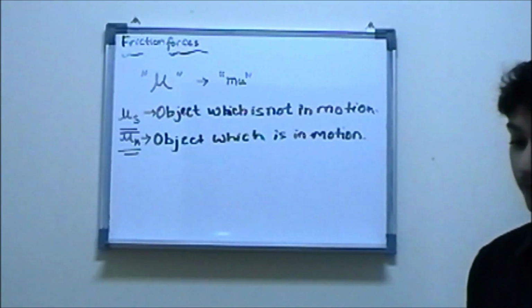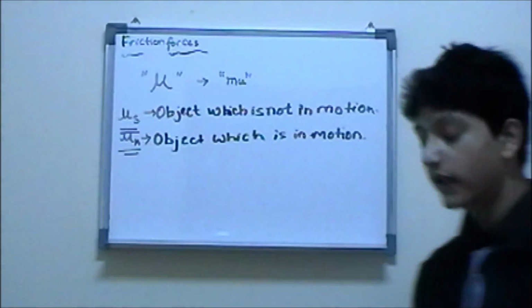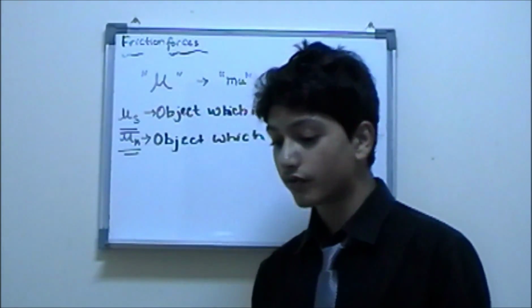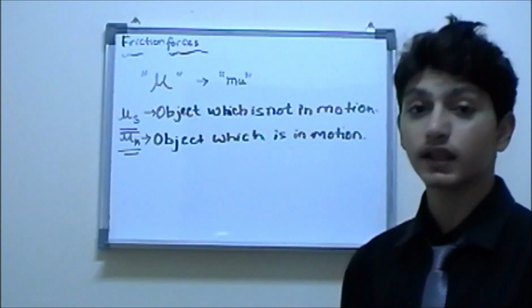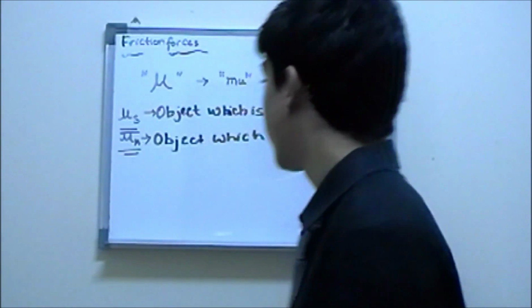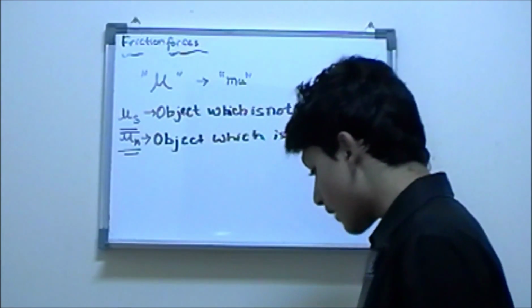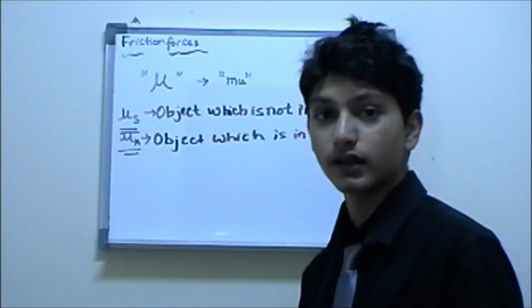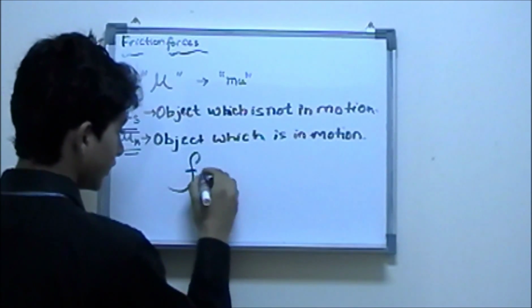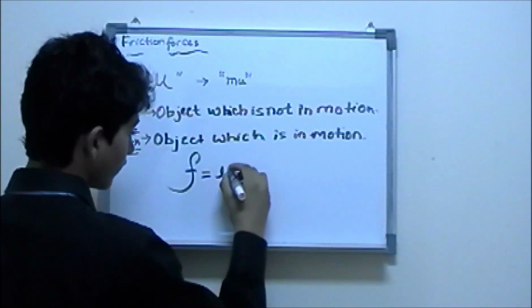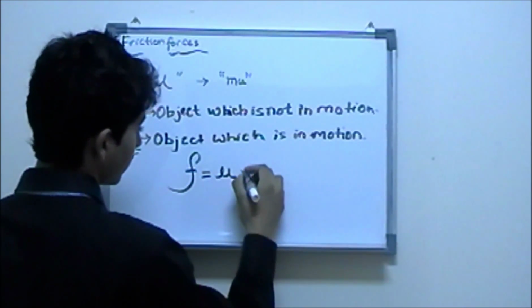Now it turns out that friction depends on the material and support provided. So friction depends on the materials and the support it provides. Keeping that in mind and putting it in the form of an equation, it would look like this: friction is equal to mu times.